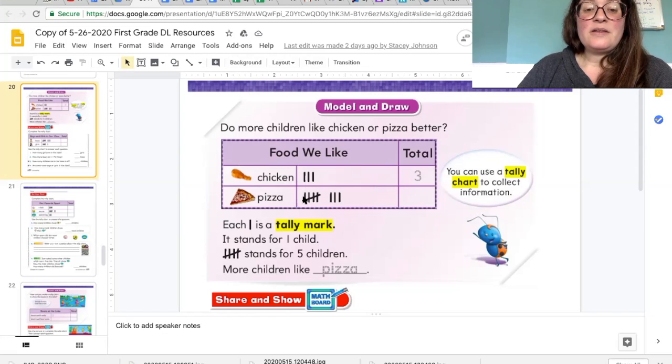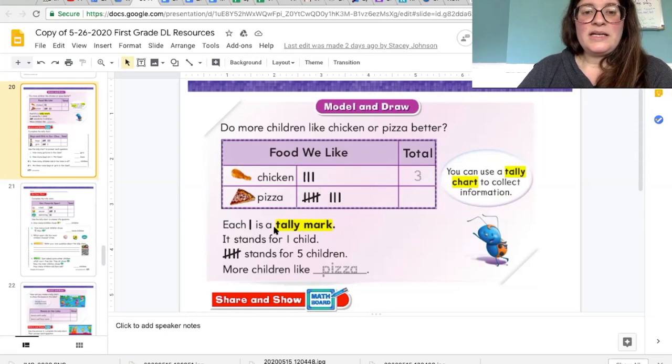And let's count the pizza. I see one of those groups. And just like the video showed, I know there's 5 tallies in a group. So I'm gonna count on from 5. 5, 6, 7, 8. So I would write an 8 right here.